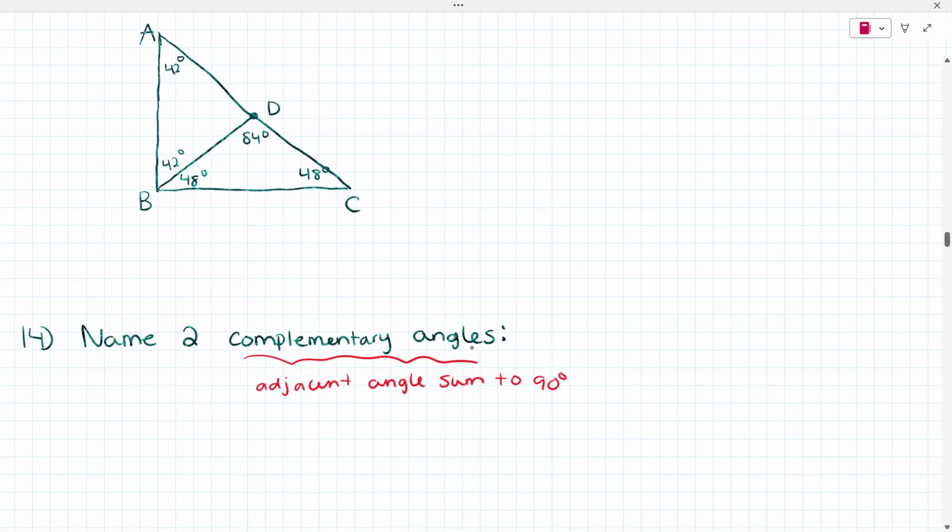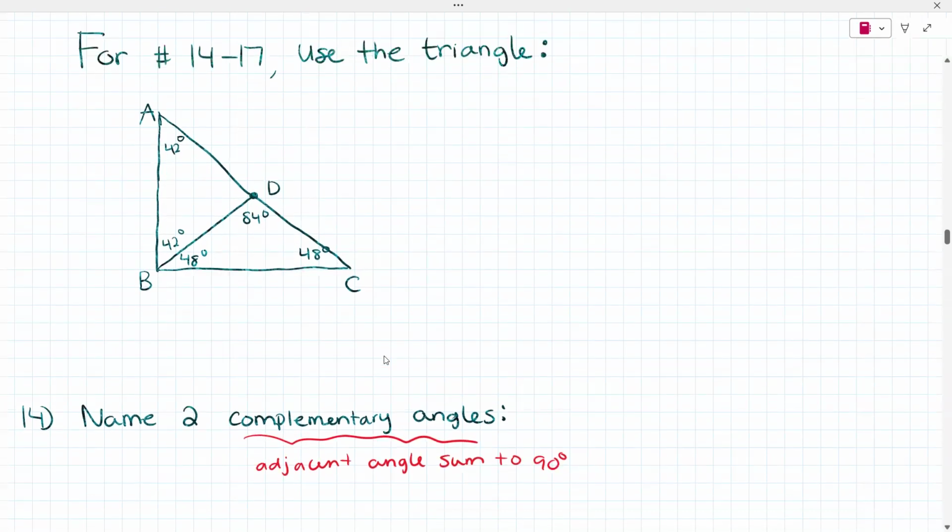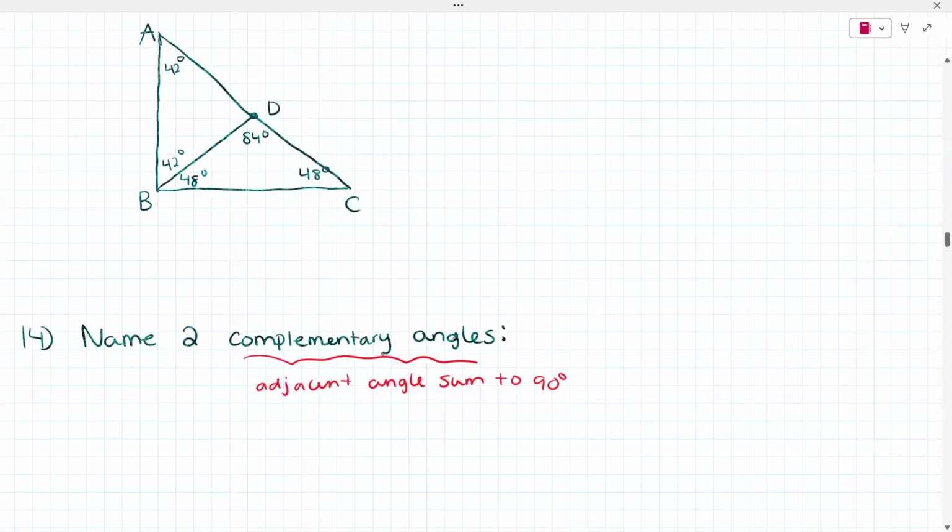Let's see, what could it be? So what about angle ABD and angle DBC? If you add 42 and 48, does that give you exactly 90? Yes, it does. So two complementary angles, and they have to be adjacent, would be angle ABD plus angle DBC.